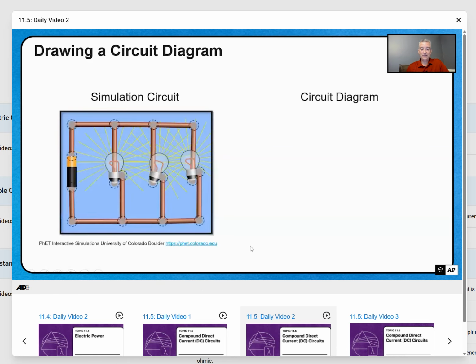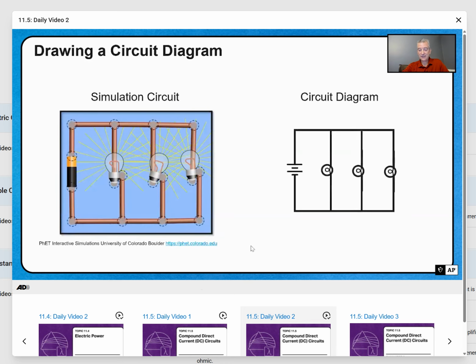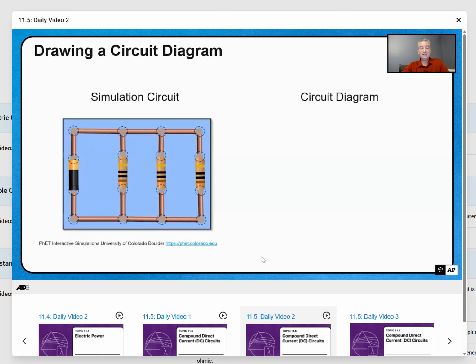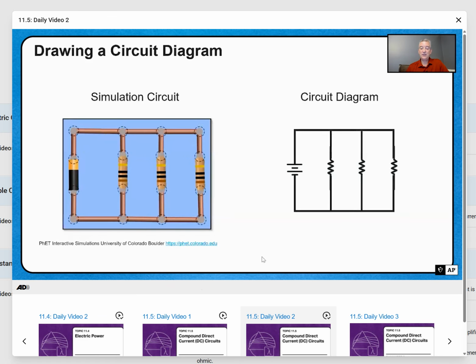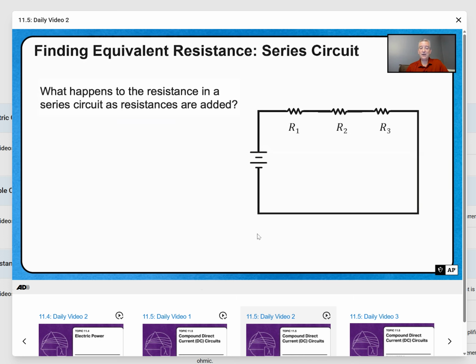A parallel circuit, represented by 3 light bulbs in this image, would look like this as a schematic or a circuit diagram. Again, the battery and the 3 light bulbs. And then finally, if we had a simulation circuit with 3 resistors, our circuit diagram would look like this: a battery and then the 3 resistors in parallel to the battery. So drawing circuit diagrams is not all that difficult, and you will learn as you learn more circuit elements how to represent those in the circuit diagram. But for now, we're going to move on and talk about finding the equivalent resistance.